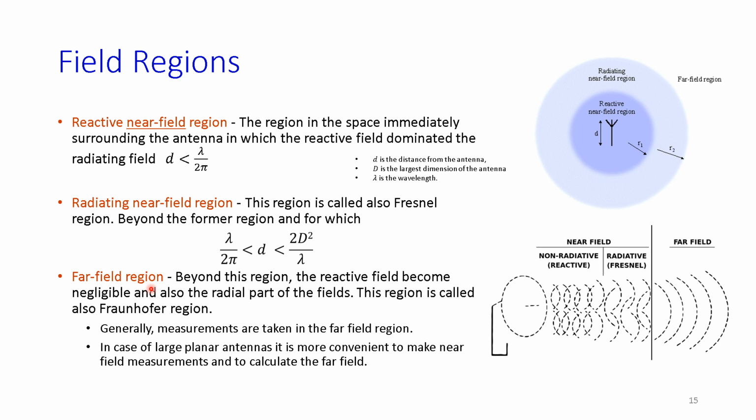As I mentioned, in many cases, we assume the far field region. There are other names that you can use, like the Fraunhofer region. If you exceed that region, then it's the far field. Generally, measurements are taken in the far field. In case of large planar antennas, it's more convenient to make near field measurements, and then we calculate the far field measurements, because sometimes we don't have enough space to be away from the antenna. But you need to know when we are in the far field. So this is a major condition. You need this equation to know if you exceed this condition, which is related to the dimension of the antenna and the wavelength. Then you are in the far field.